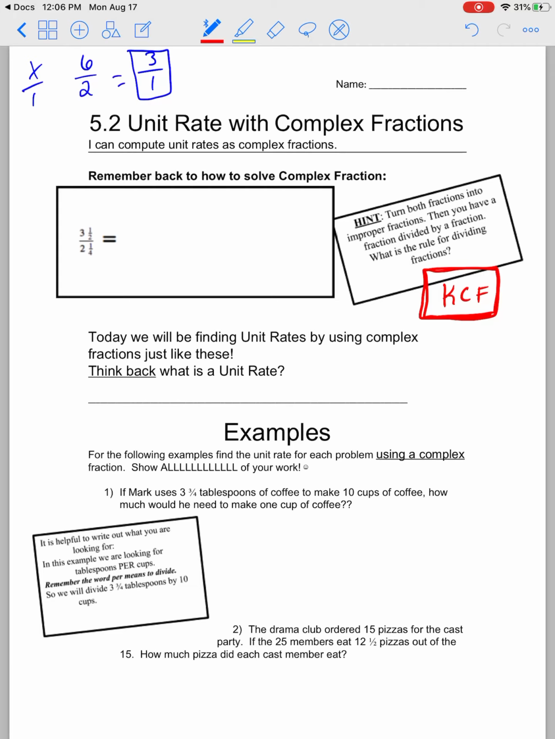Now, if I have this complex fraction in this box here, 3 1/2 over 2 1/4, that's our rate with two complex fractions. But remember, we got to get it to a rate of 1, so we're going to divide the top by the bottom. But before we do that, we have to turn both fractions into improper fractions. How do we do that?